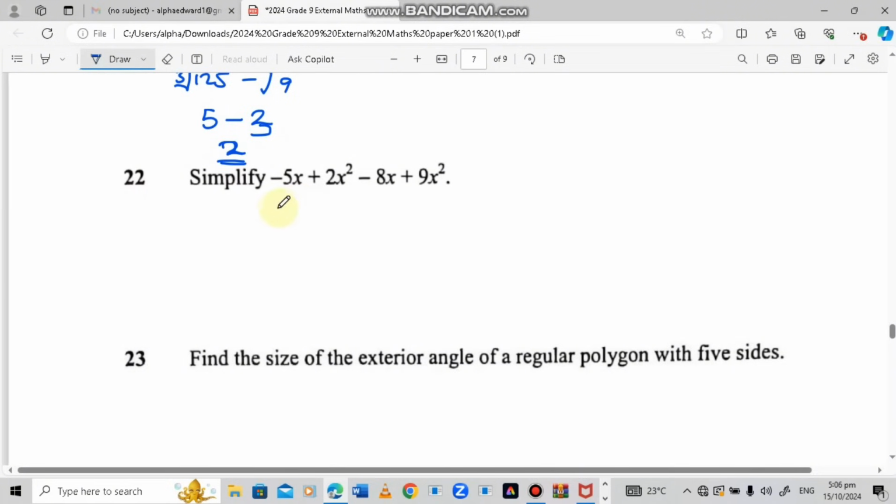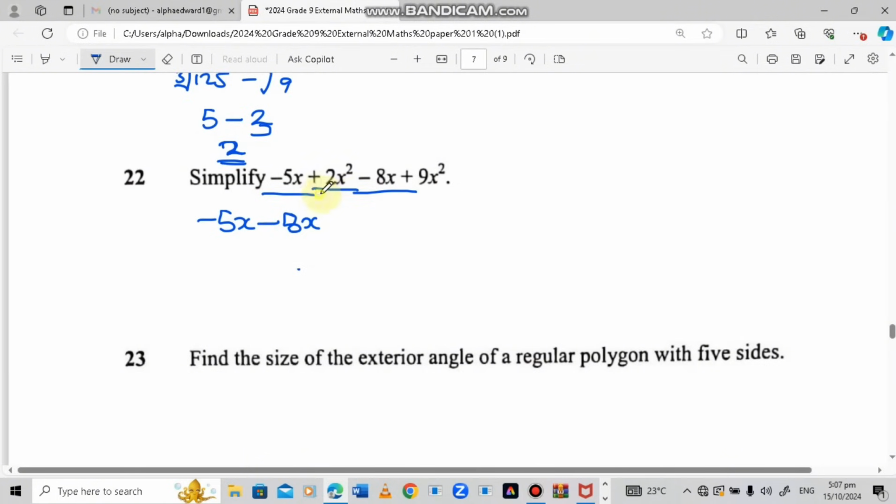Question 22. Simplify this expression. To simplify means something is looking so big, and so you need to make it look simple, or you need to write it in its lowest terms. So how are we going to simplify this? To simplify this, first of all, we need to collect like terms. So this term has x only, even this term has x. So we're going to write them as negative 5x, together with the sign, minus 8x.